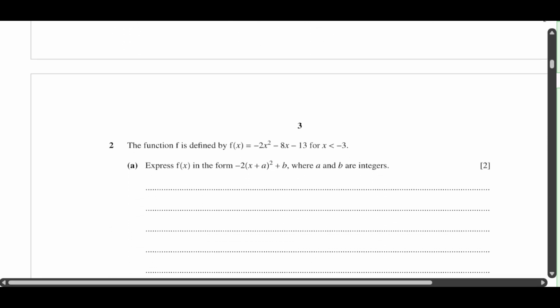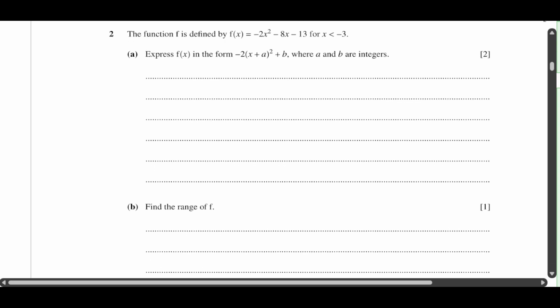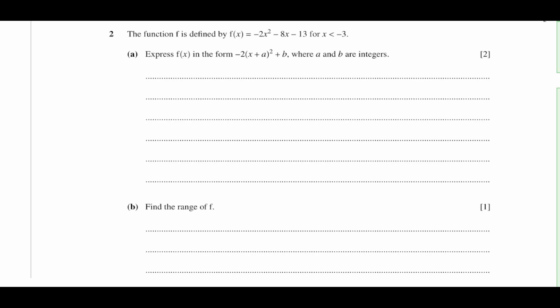Now question number 2. Let us move to question number 2. Question number 2: the function f is defined as minus 2x square minus 8x minus 13 for x less than minus 3. Express f(x) in the form minus 2 times (x plus a) the whole square plus b, where a and b are integers. So here f(x) is minus 2x square minus 8x minus 13.